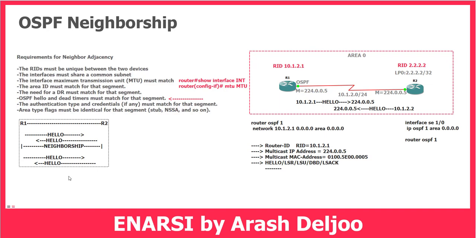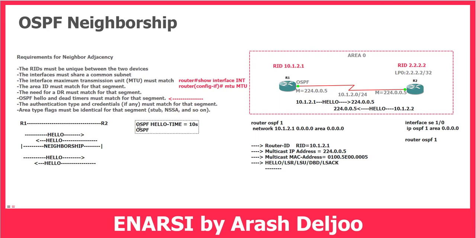This time is an interval that we use to understand in which interval R1 should send hello to R2, and also R2 to R1. By default, OSPF uses a hello time of 10 seconds. You know that in EIGRP the hello time is 5 seconds.